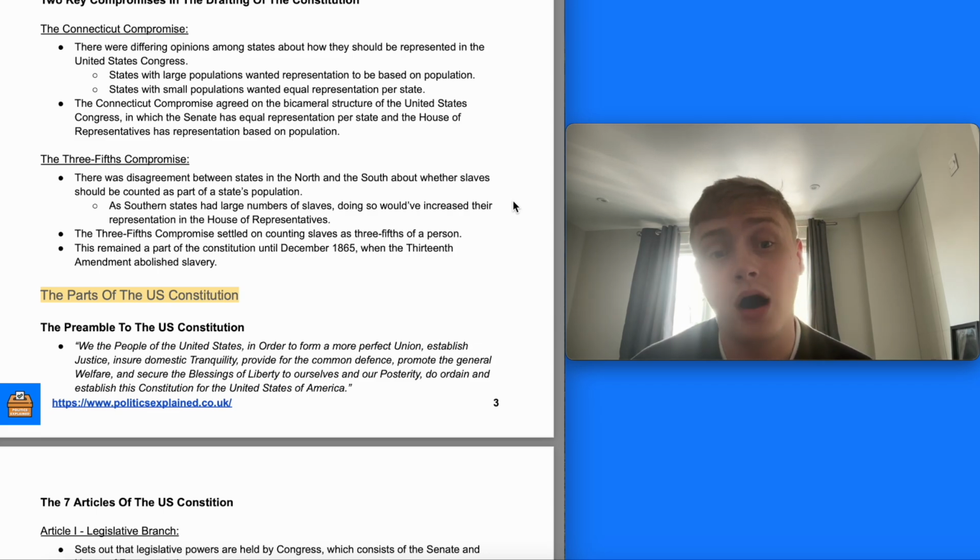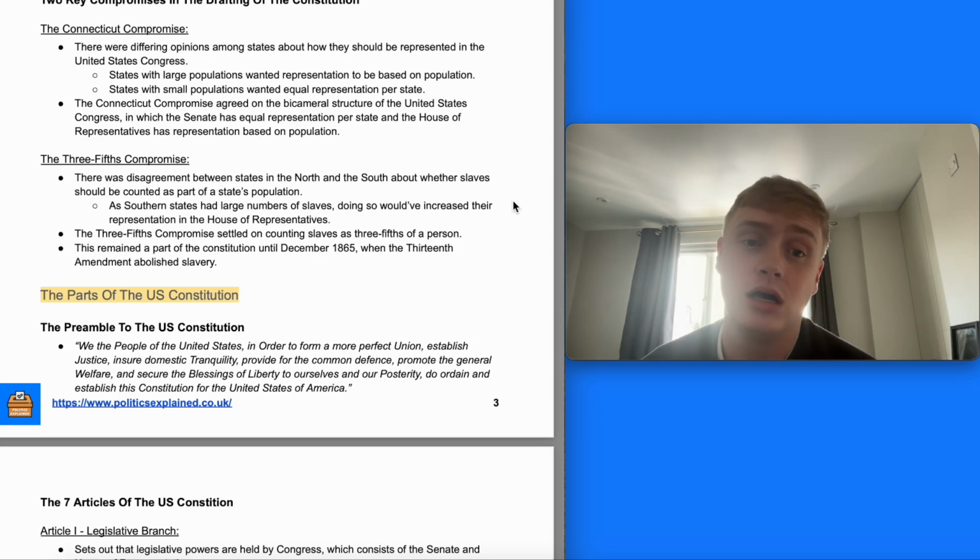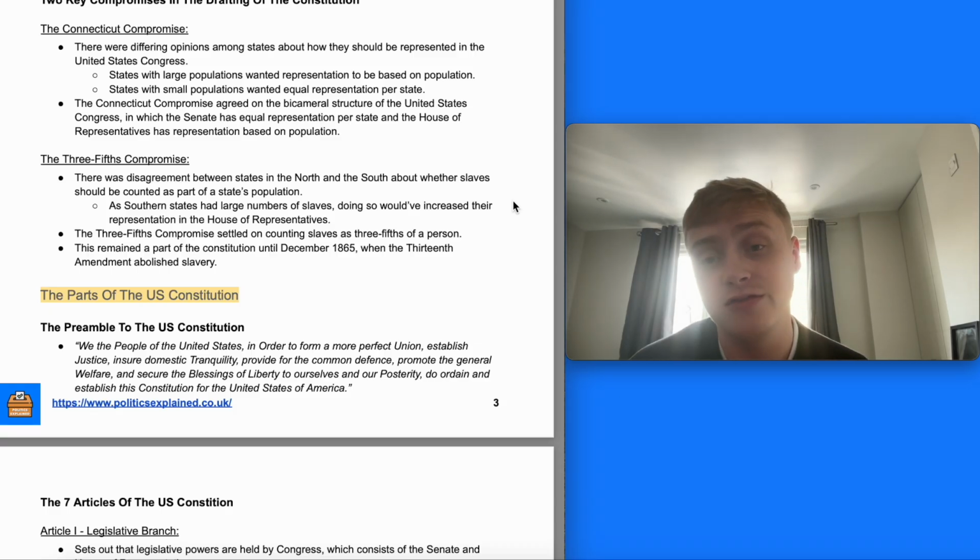And this remained as part of the Constitution until December 1865, so for nearly 100 years, when the 13th Amendment was introduced to abolish slavery.